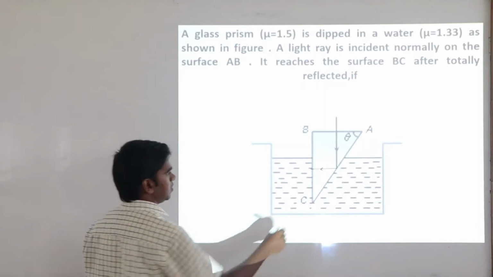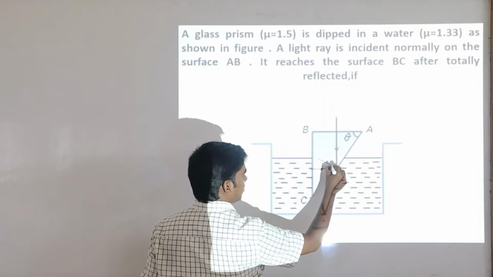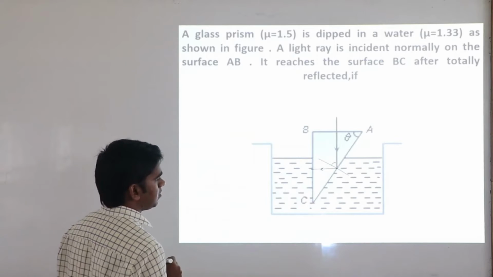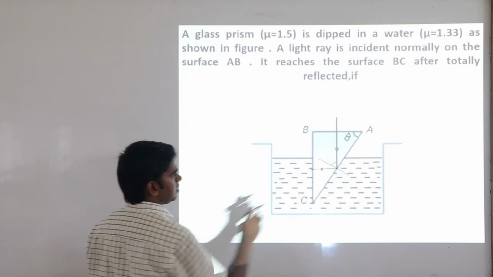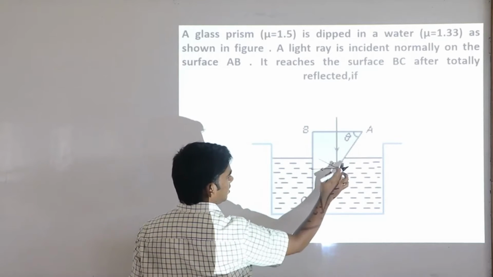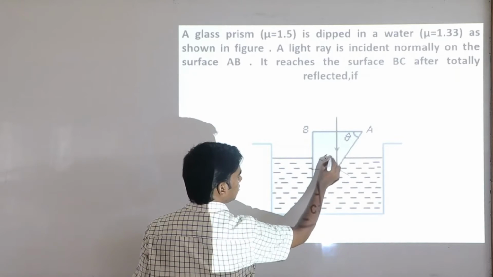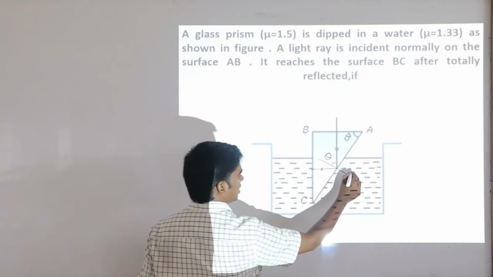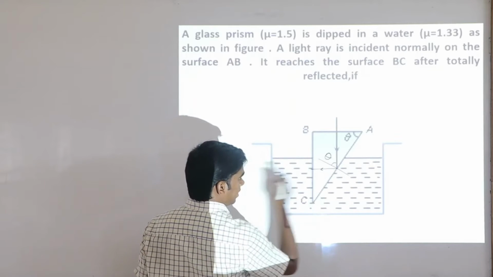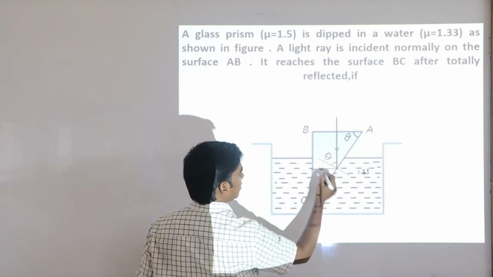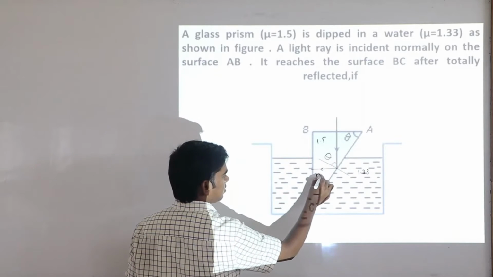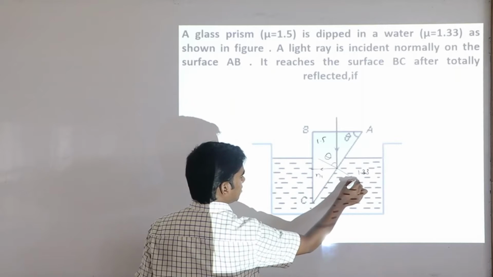This is possible if and only if this angle is equal to or more than the critical angle. So what will this angle become? This is theta, this is 90, so this will become 90 minus theta. So this will also become theta. Here I will take the refractive index as 1.33 for water and 1.5 for glass. Or I can take these as n1 and n2.